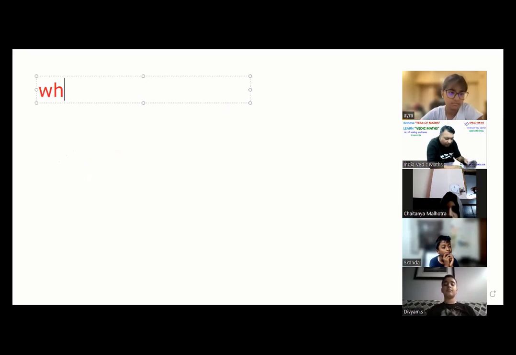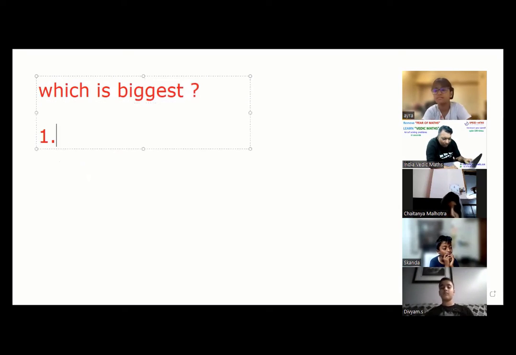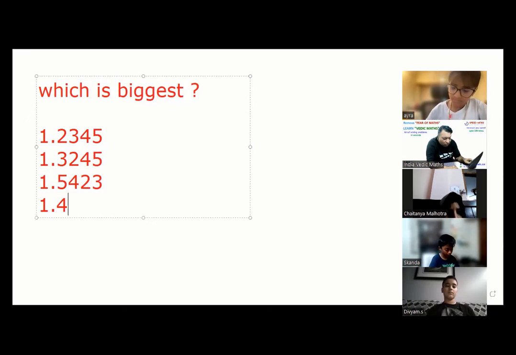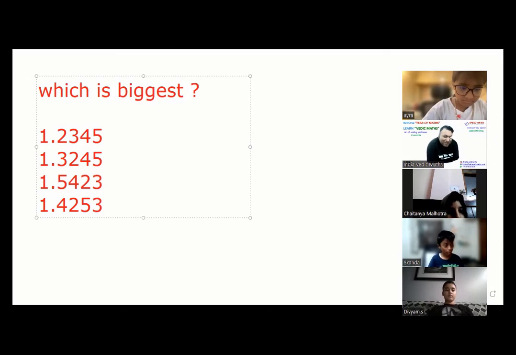Which is biggest? I'm going to give 3 numbers and you tell me which is biggest. Okay. 1.2345, 1.3245, 1.5423, 1.423, 1.4253. Tell me which is biggest. Let's see who does it correct. See, Ira, it is becoming more and more difficult now. Slowly it becomes more difficult.